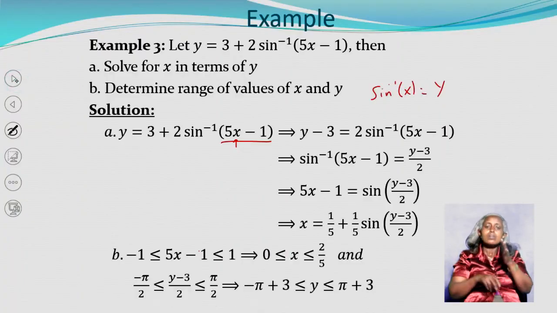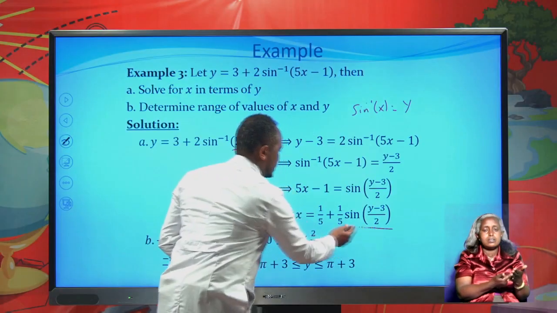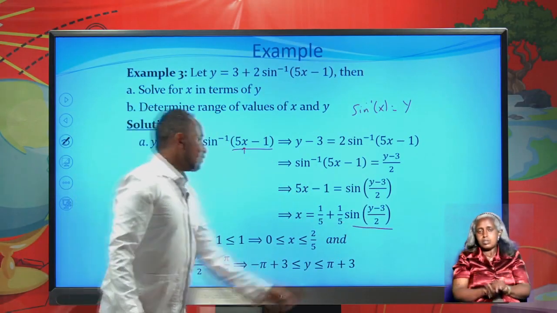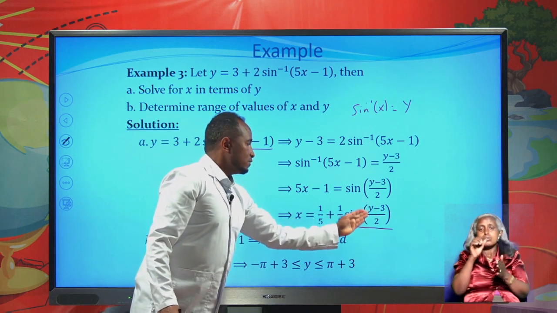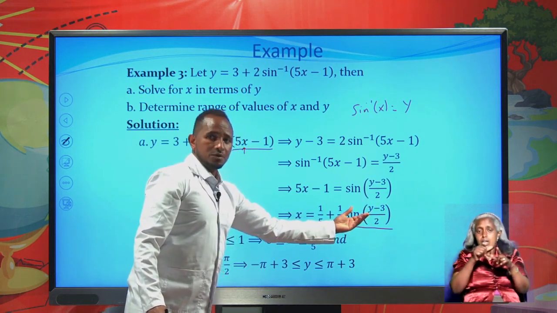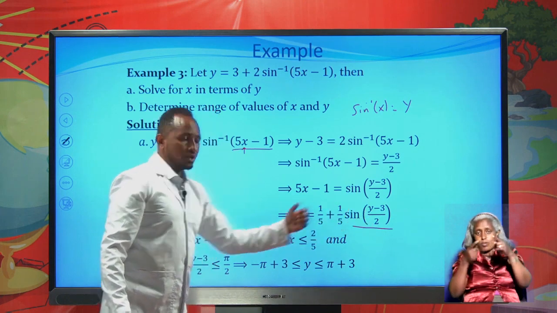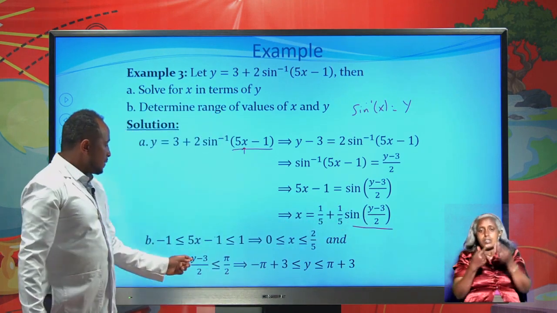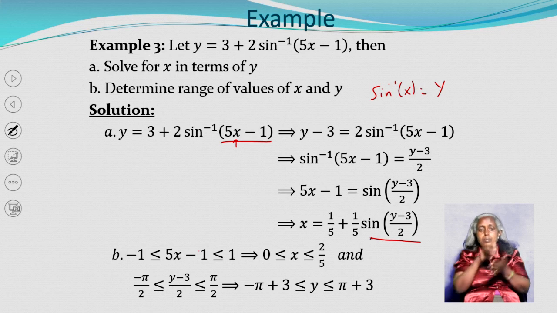The value of y, here you can see this one, sine inverse of this. This value is an angle, and it ranges between -pi over 2 and pi over 2. Therefore, y minus 3 over 2 is between -pi over 2 and pi over 2. So multiplying this by 2 and adding 3 to both sides, you have -pi plus 3 less than or equal to y, and on the other side it will be pi plus 3. So you will have this one.